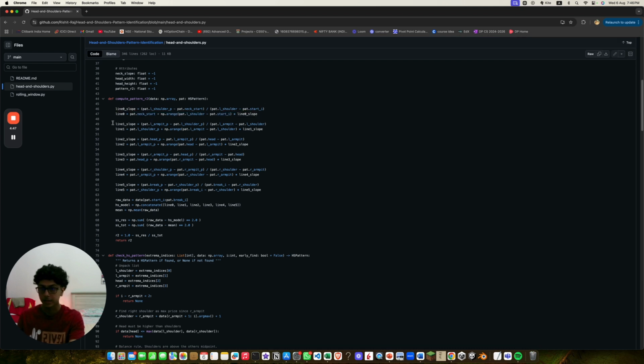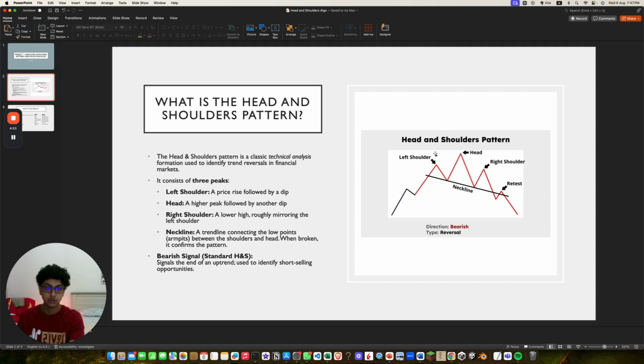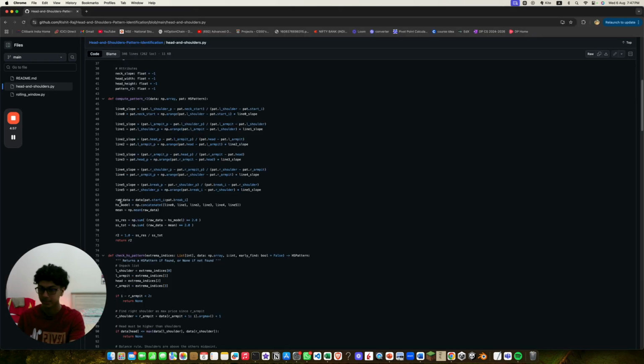So here you go. This is the same thing here. So line slope, line 0, line 1, line 2, line 3, line 4, line 5. So this corresponds to sort of 1, 2, 3, 4, 5, and then this one here, we'll get to this one. This one's important. This is the confirmation.